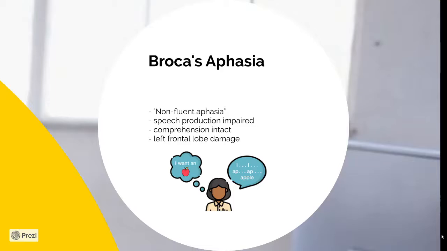In this picture, this young lady wants an apple, and she knows she wants an apple. However, when she asks for the apple, her speech is choppy and slow.